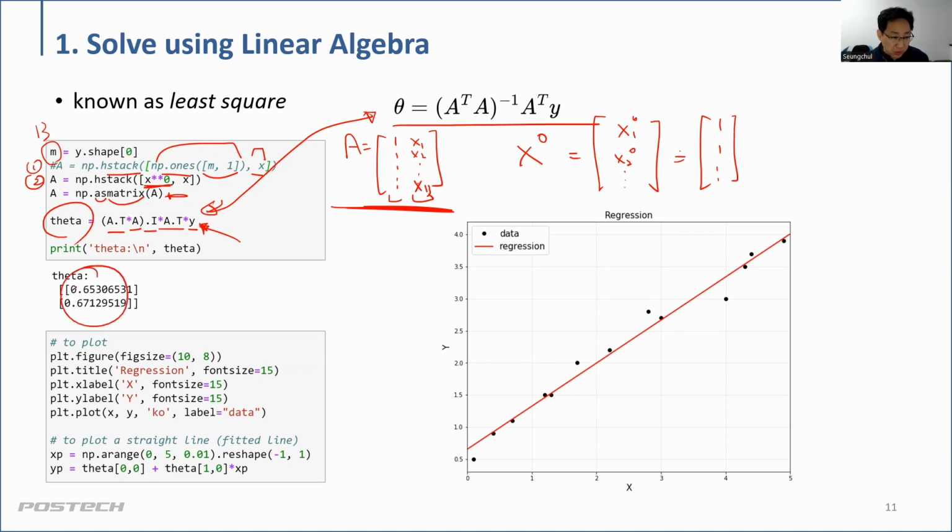And the last thing, once we get the values of theta naught and theta 1, all you need is to plot it. And then you can see your linear regression model, I think it looks decent.